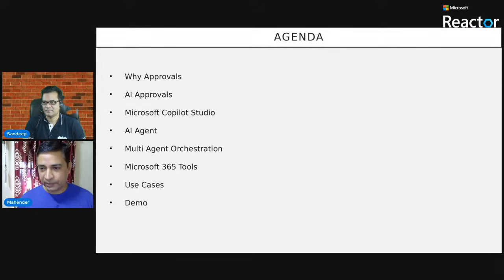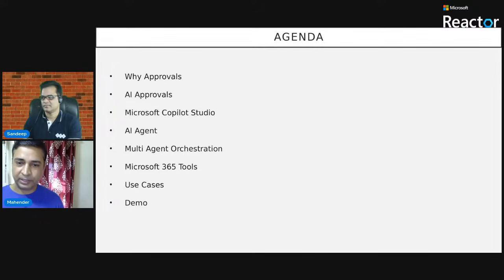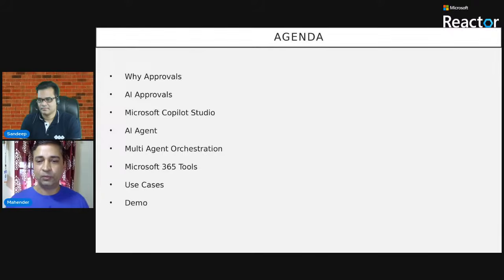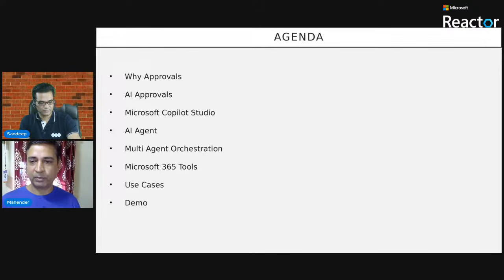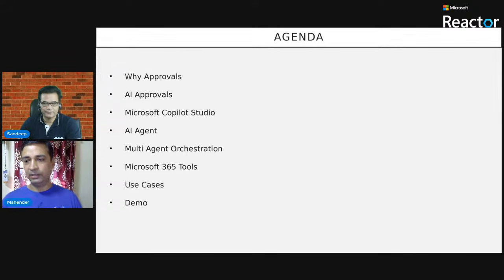So here is the agenda for today. We'll start with the introduction about approvals, and we'll see why we need approvals, and what are the problems that we can see in approvals, and then we will go through AI approvals. Then we will talk about Microsoft Copilot Studio, and then we'll start the introduction about the AI agent and how we can create multi-agent orchestration, and what are the different tools that we are going to showcase today, and then the use cases that we are going to discuss today. Then we will show you a demo on those real use cases.